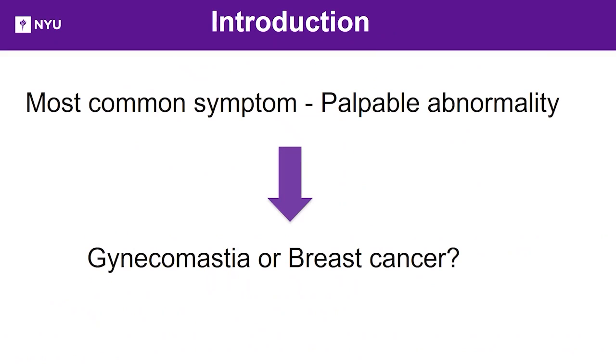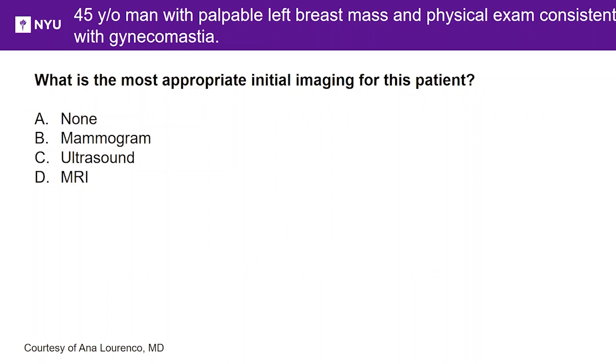So in the male breast, the most common symptom is going to be a palpable lump. And really, there are 2 differentials: is it going to be gynecomastia or breast cancer? So let's look at this question. This is a 45-year-old male with a palpable left breast mass and physical exam consistent with gynecomastia. What is the most appropriate initial imaging test for this patient? Is it none, mammography, ultrasound, or choice D, MR? The correct answer is none.